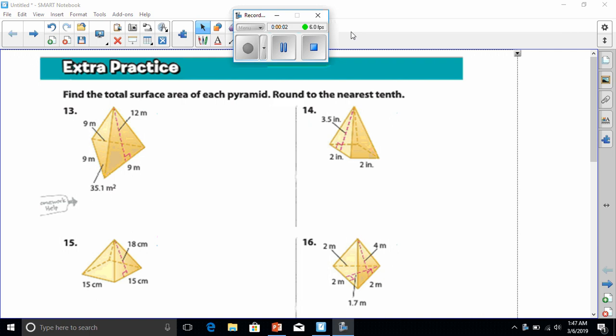All right, everybody, today we're going to be finding the total surface area of a pyramid.